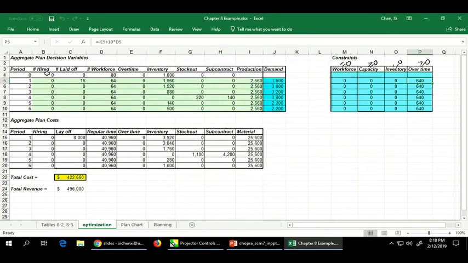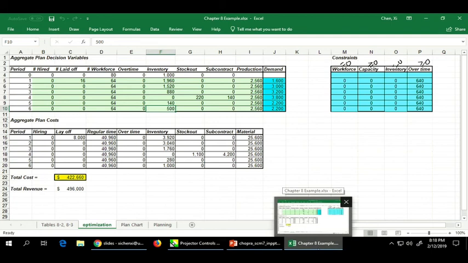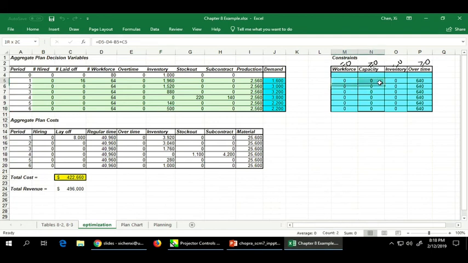Alright, so this is our aggregate plan. Basically, we keep the workforce level by laying off 16 people at the beginning, and we made sure that inventory is 500 in the end. All of these constraints are satisfied, and the resulting total cost is 422,660.